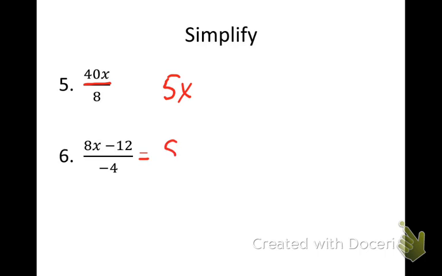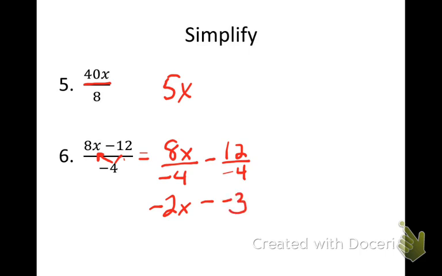Now this problem, you can think of it as breaking it down. It's 8x divided by negative 4 minus 12 divided by negative 4. Now I don't care if you write this out or just remember to divide both of them by the negative 4. 8x divided by negative 4, well 8 divided by negative 4, signs are different, so it's negative 2x minus 12 divided by negative 4 would be negative 3, and I prefer that you change that to plus positive because that's most likely how I will read my answer, negative 2x plus 3.